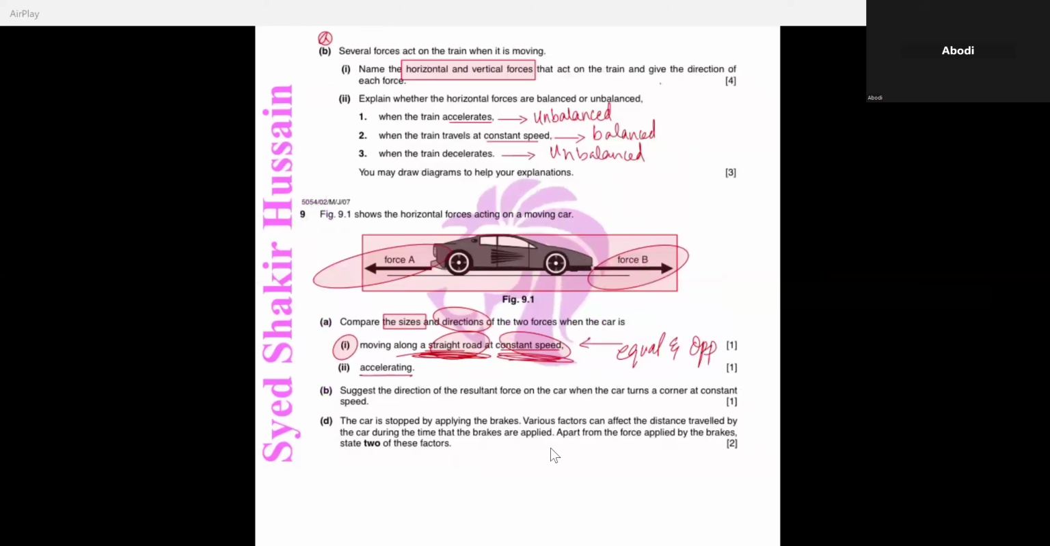And what if it's accelerating? It will be 0 because it's constant and equal and balanced. Compare the size of the force and direction of the two forces when the car is accelerating. The car will speed up, okay, but how will force A and force B compare? Force B will be higher. Shabash. Force B is greater than force A. Okay.